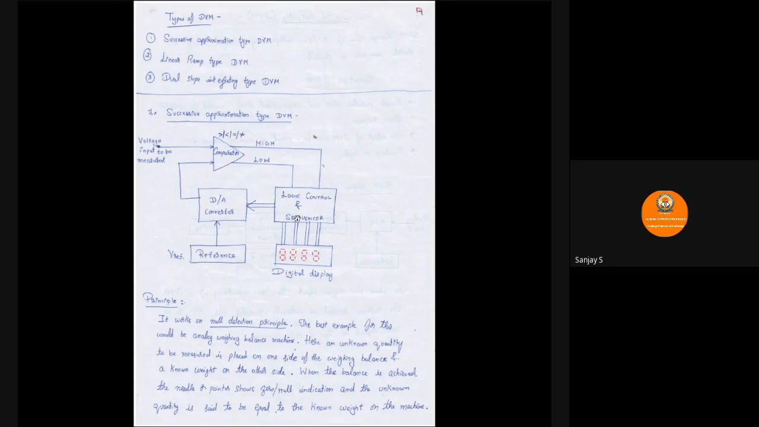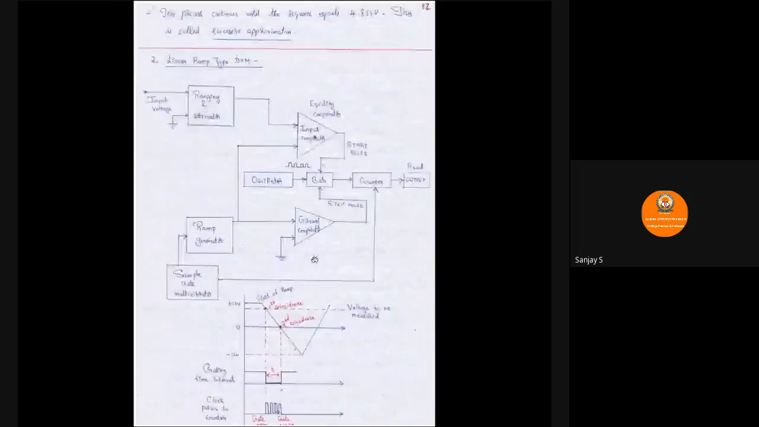So once it indicates low, then it will be incremented and it will send 3.5, and 3.5 will be compared. Likewise, until both the inputs are equal, continuously the sequence of codes will be generated. Once both the inputs are equal, it will be sent to the digital display as the final measured value. So this is a trial and error procedure, and it is called successive approximation.